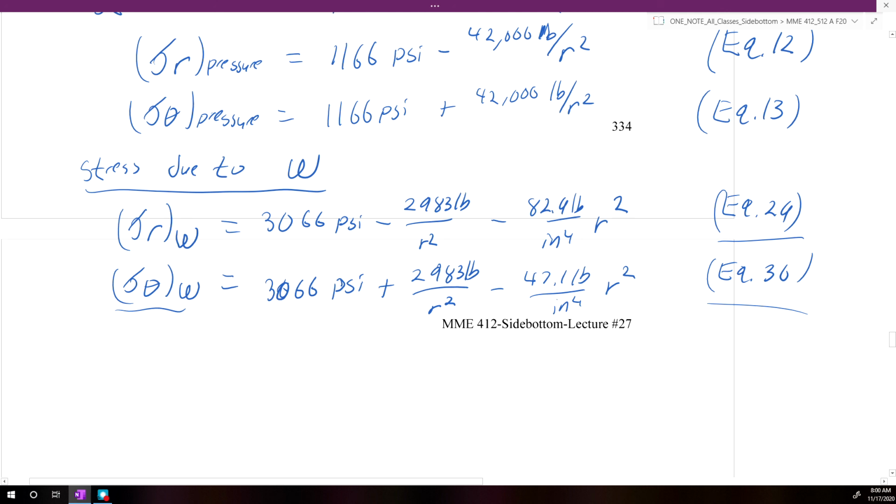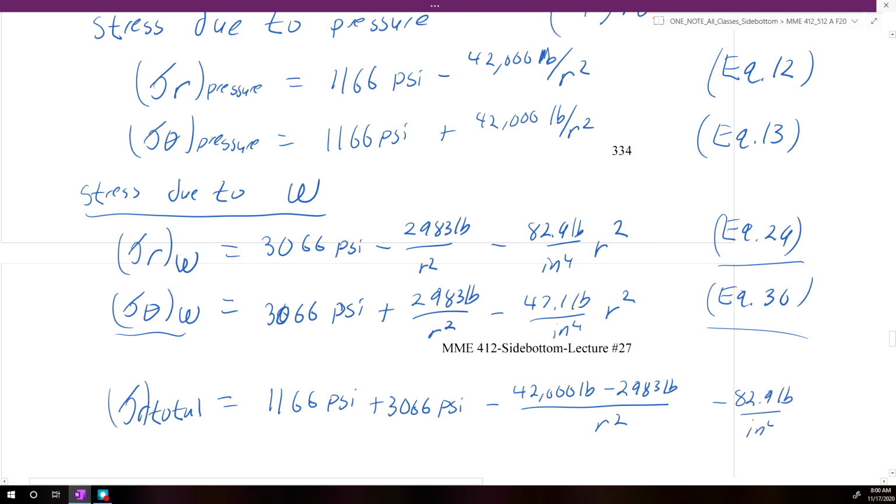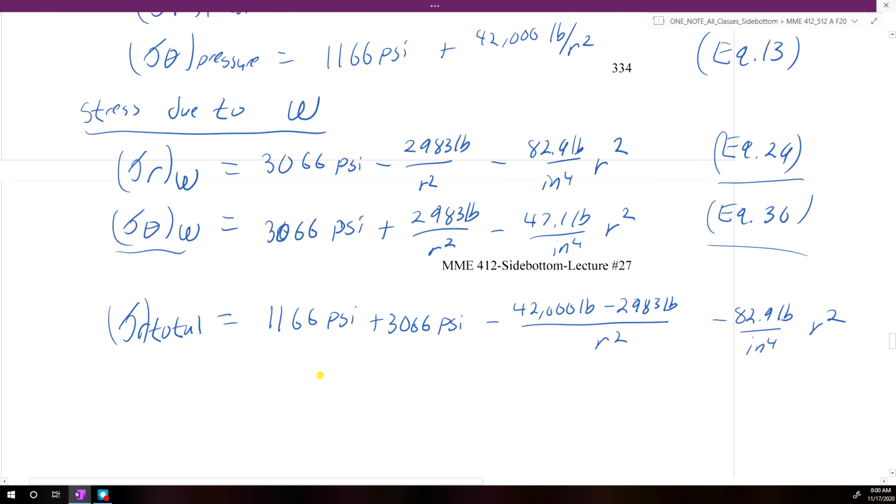Okay, so the total radial stress would just be equal to 1166 psi plus 3066 psi minus 42,000 pounds minus 229.83 pounds divided by r squared minus 82.9 pounds inches to the fourth r squared.